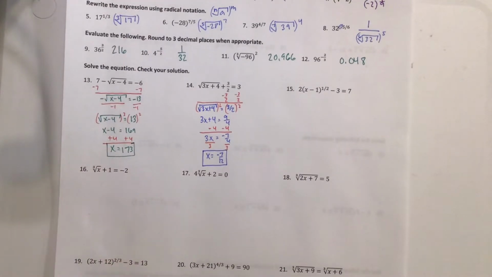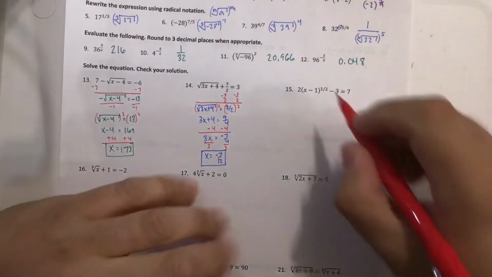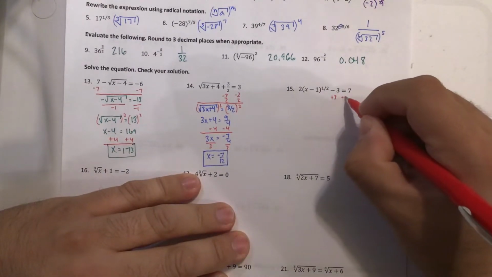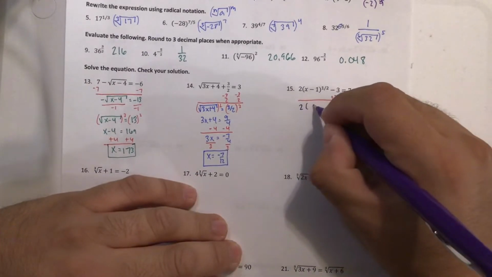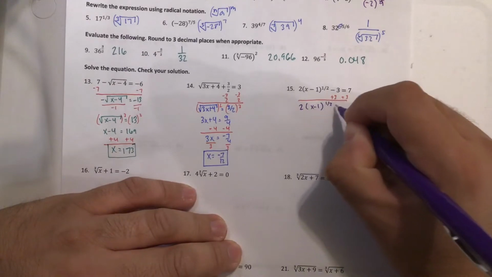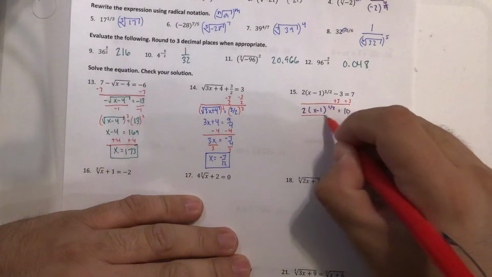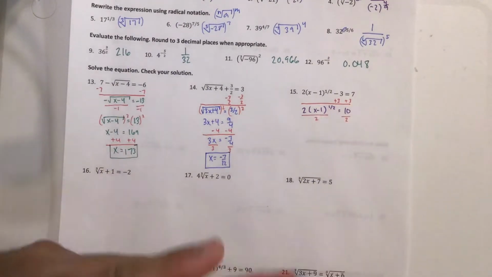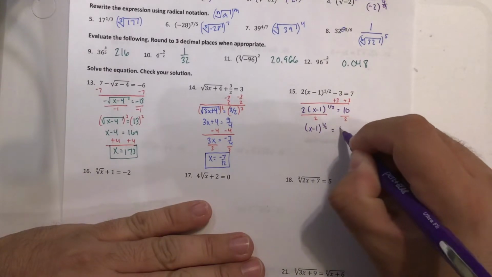All right, on to number 15. So again, here we're going to solve for x. It's a rational exponent. So the first thing we do is we're going to add the 3 to the other side. So we have 2 times x minus 1 raised to the 1/2 power is equal to 7 plus 3, which is 10. We're going to divide both sides by 2. And we get x minus 1 raised to the 1/2 power is equal to 5.